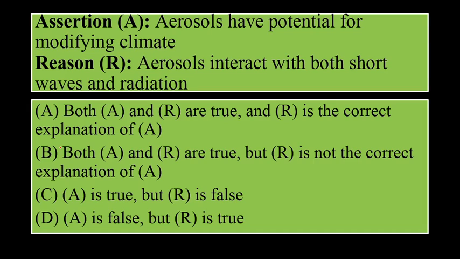We have an assertion and reason in which the assertion says aerosols have potential for modifying the climate. This is correct. The reason says aerosols interact with both short wave and long wave radiations. I had missed this term. So aerosols interact with both short wave and long wave radiations. Both assertion and reason are true and the reason is the correct explanation for the assertion given.